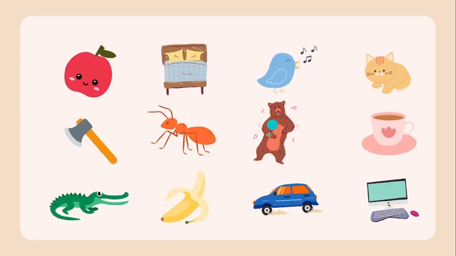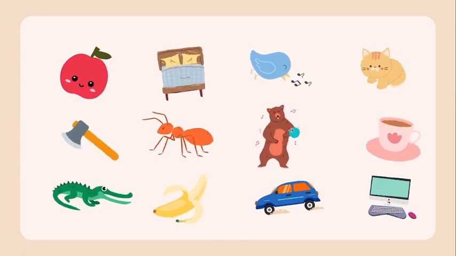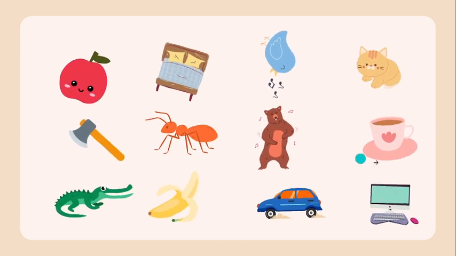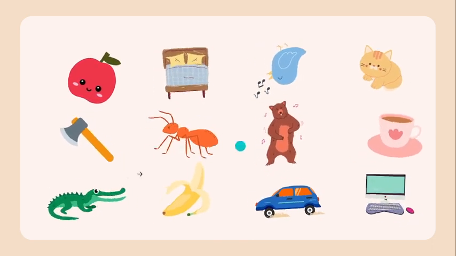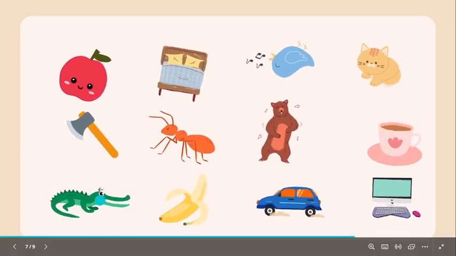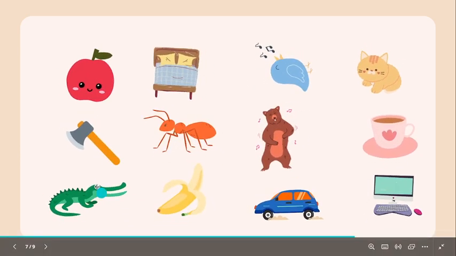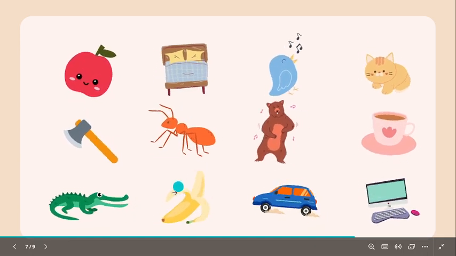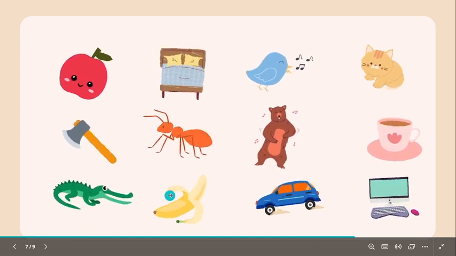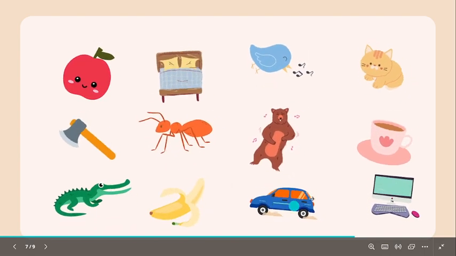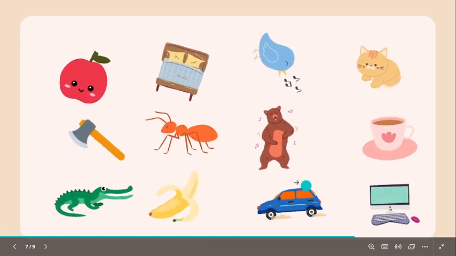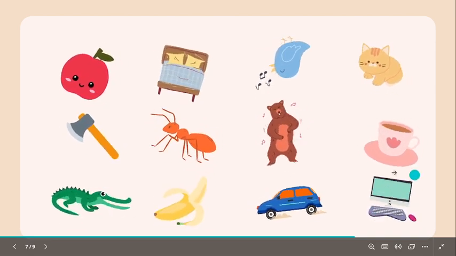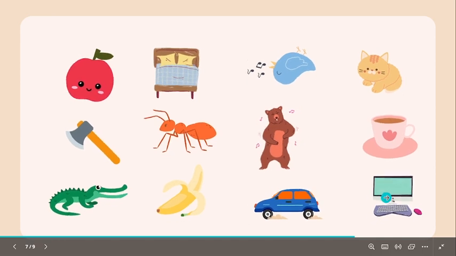It is a bear. It is a cup. It is an alligator. It is a banana. It is a car. It is a computer.